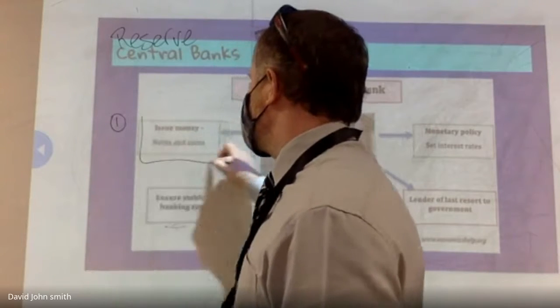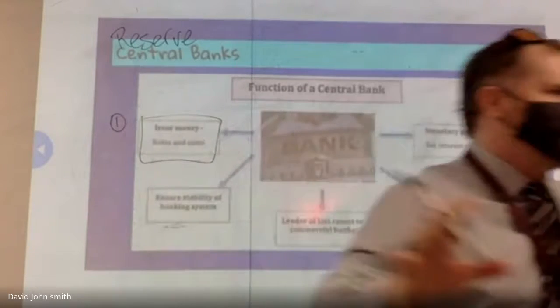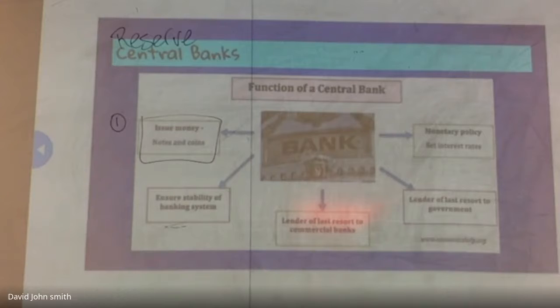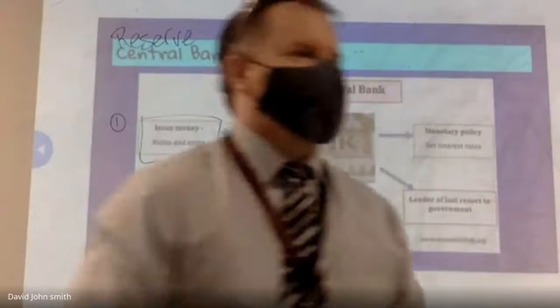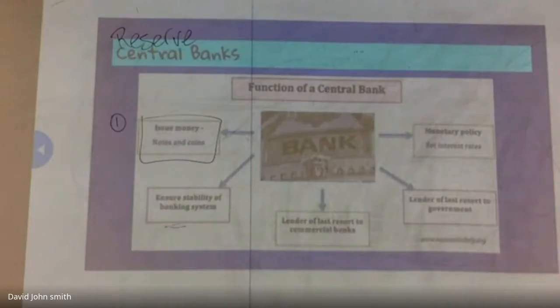So the first thing that they do, they are the people who issue the money. They're the ones with the printing presses. One of the reasons why they won't let you in. Brandon goes in and steals some of the money and runs out the door. They don't want that. You can watch videos on YouTube, believe it or not, of printing presses printing real money.